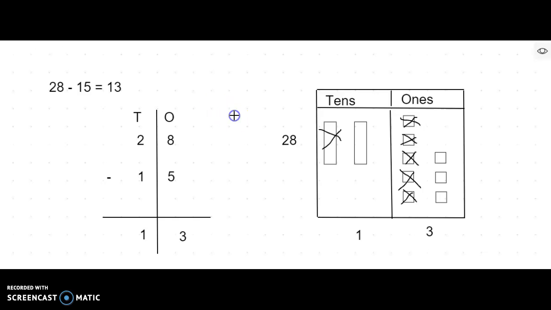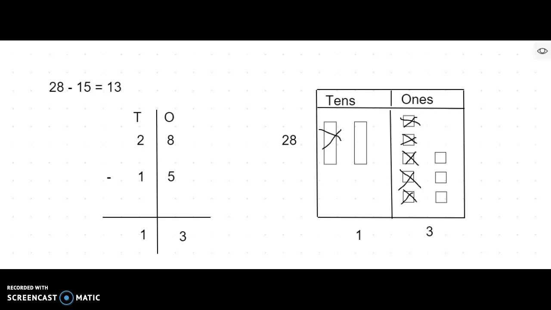So as you can see, our strategy is kind of similar to addition because we're still using our vertical subtraction problem. And as you can see, the whole is on top always. My whole is 28. So I need to put my whole on top. And I've crossed out what I'm taking away. I was taking away 5 ones, so I crossed out 5. I was taking away 1 ten, so I crossed out 1. So 28 minus 15 equals 13.